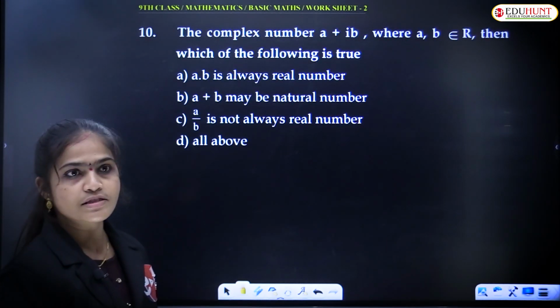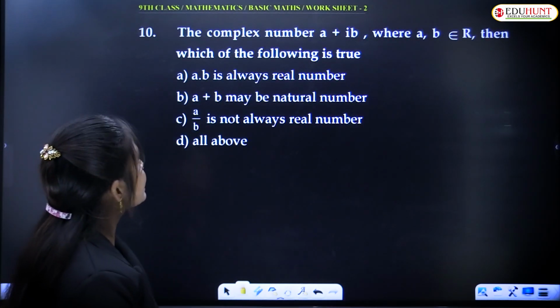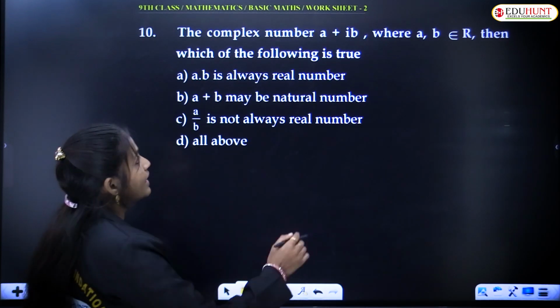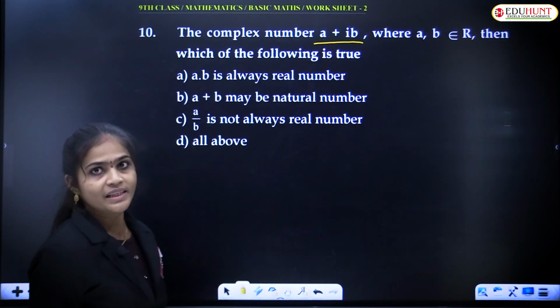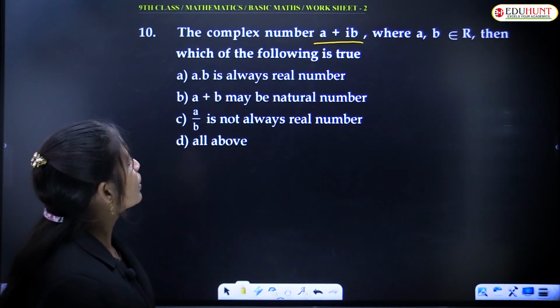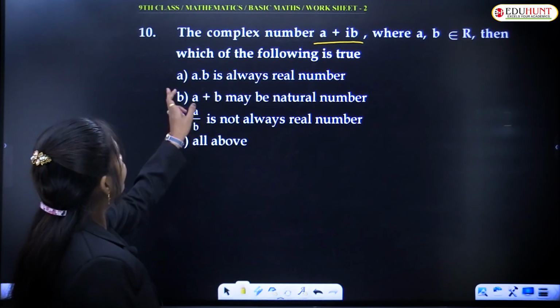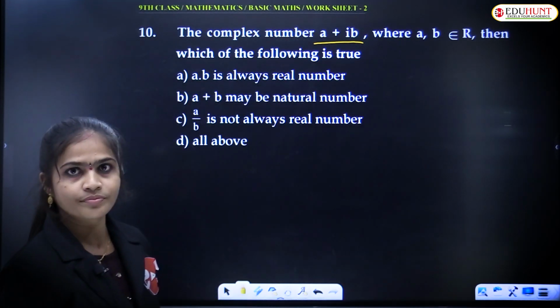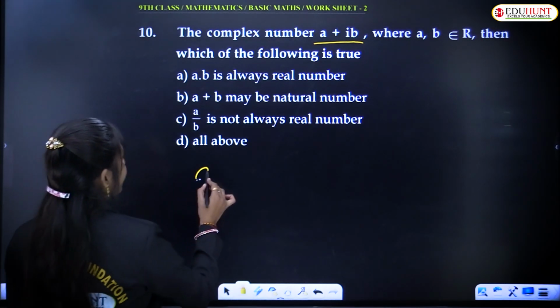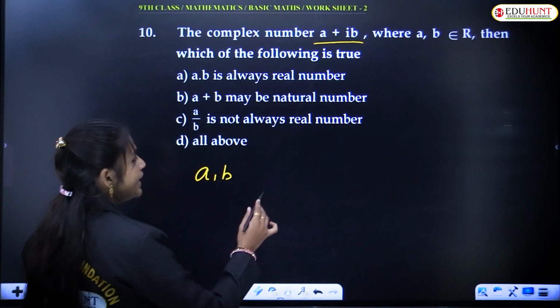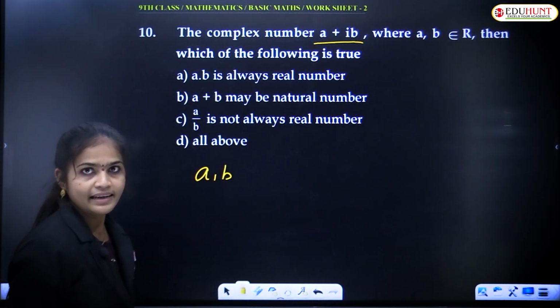Next question and the last question. The complex number a plus ib. We know that the number which is in the form of a plus ib is called a complex number, where a and b belong to real numbers. Then which of the following is true? Okay, so let it be some a and b. a and b are any real numbers.